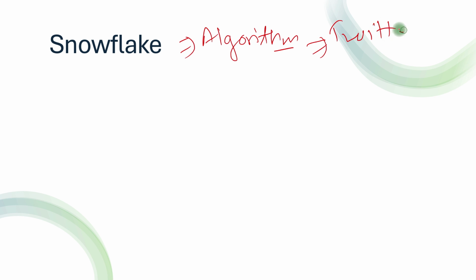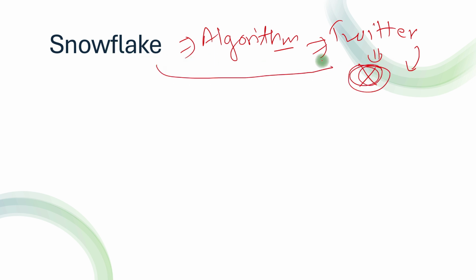Snowflake is an algorithm to generate unique IDs. This is where it was created. Twitter created it, and later they open sourced it. Twitter has since been renamed to X after Mr. Elon acquired it.